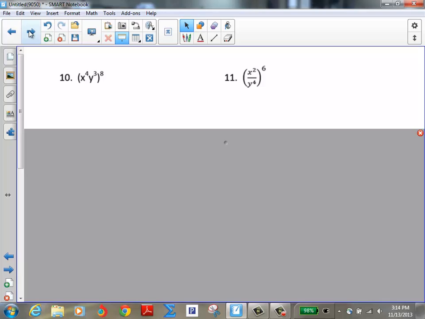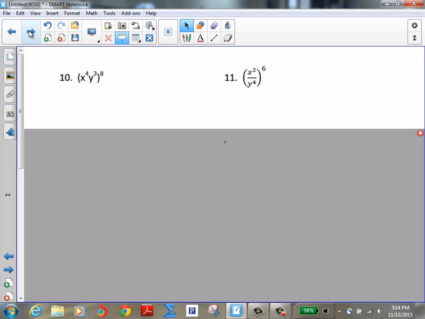Number 10 and number 11, we have some multiplication in number 10, namely x to the 4th times y to the 3rd, and that's raised to the 8th power. And in number 11, we have division, x squared divided by y to the 4th, and all of that is raised to the 6th power.